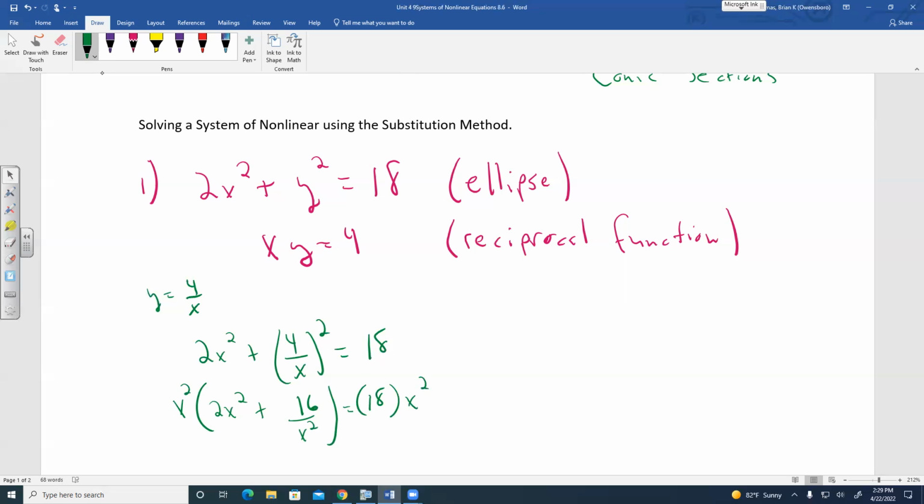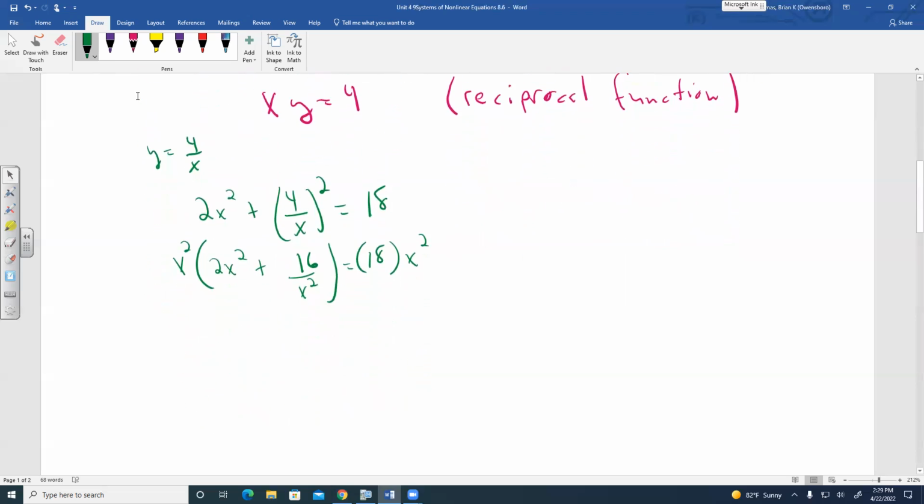So 2x squared times x squared is going to become 2x to the 4th. And then here, the x squareds are going to divide out to give me just plus 16. And then that's going to equal 18 times x squared, which is 18x squared.